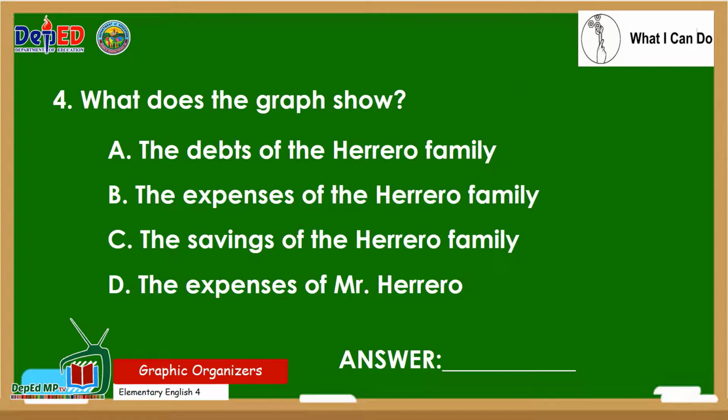Number 4. What does the graph show? A. The debts of the Herrero family. B. The expenses of the Herrero family. C. The savings of the Herrero family. Or D. The expenses of Mr. Herrero. The correct answer is letter B. The expenses of the Herrero family.